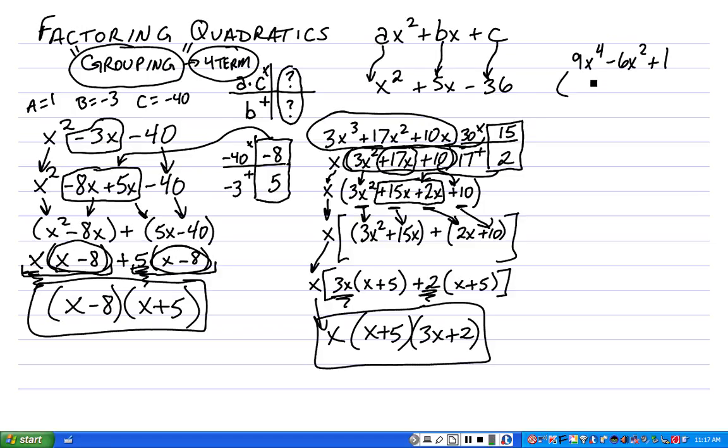So I need to set up my little table. So I'll set up my table over here this time. Okay, so my a is 9 and my c is 1. So a times c, 9 times 1 is 9. And again, I'm multiplying to get that. And my b is a negative 6. And I'm adding to get my negative 6. Okay, so what times what gives me a 9, and what plus what gives me a negative 6.